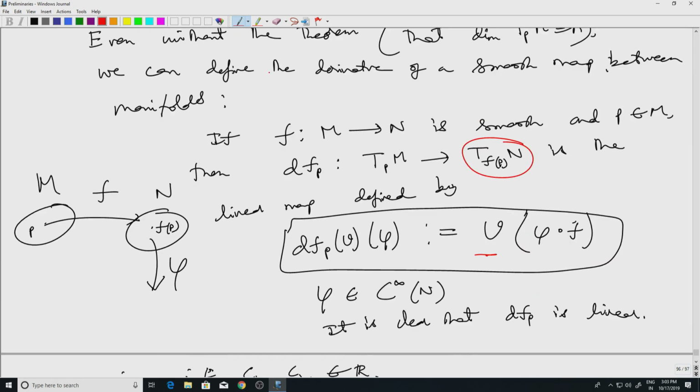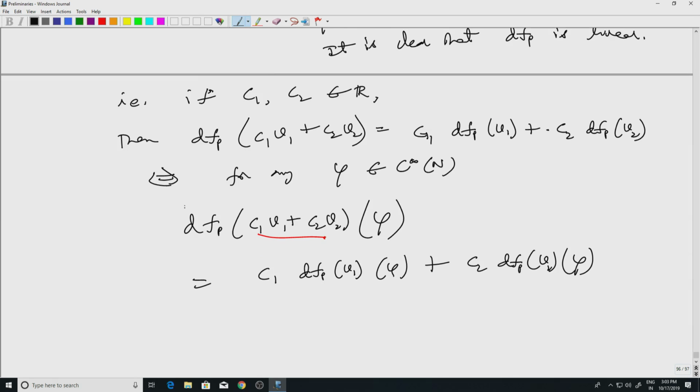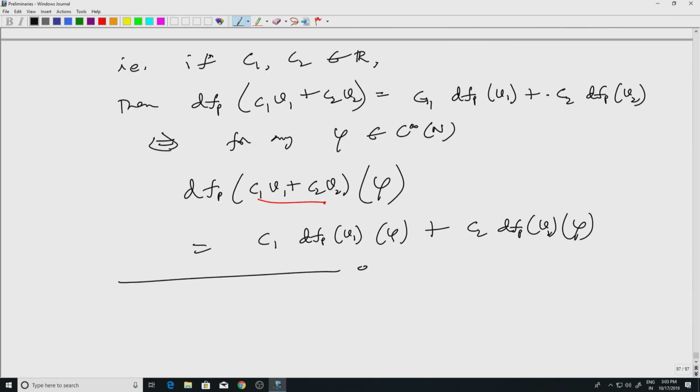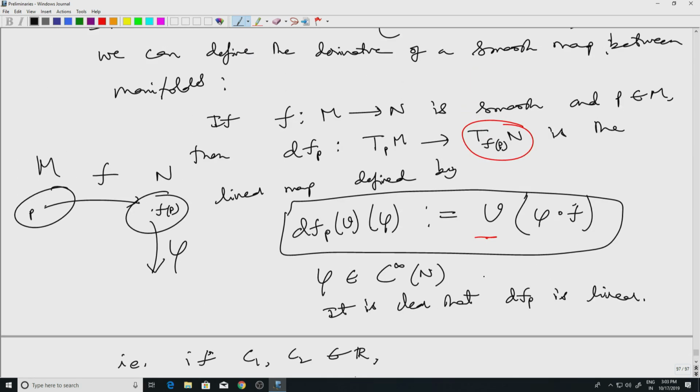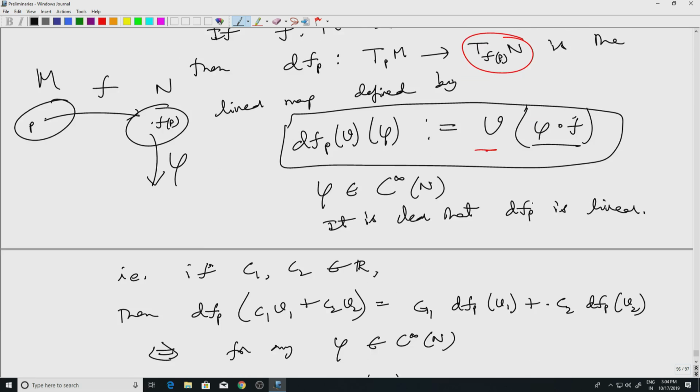So that's that. But there is one small issue in this definition, namely that I implicitly used a certain fact. I had a smooth function phi from N to R, and f was a smooth function from M to N. I took the composition and got a function from M to R, which is this phi composed with f. But in order to act v on that, I need to know that this composition is still smooth.